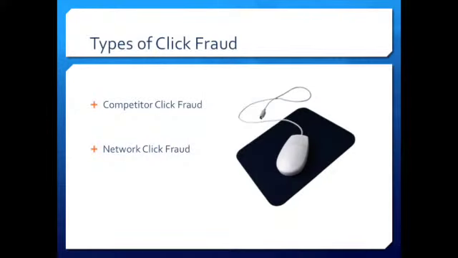There are two main types of click fraud that exist today on the internet. The first one is competitor click fraud. Competitors can use click fraud in a ploy to drive up the cost for another company in an attempt to push their ad out of the competition.